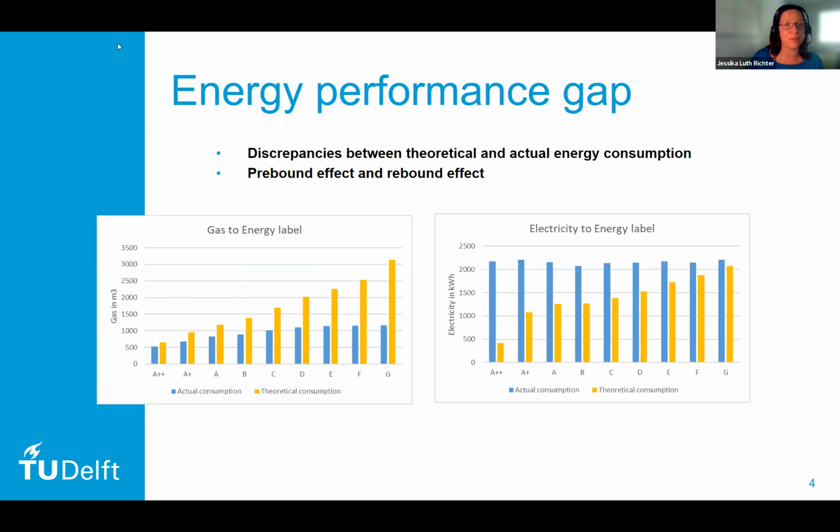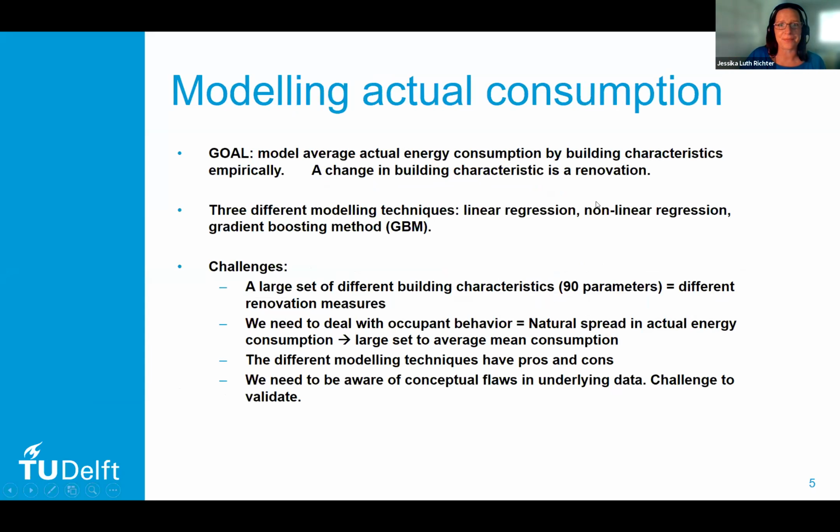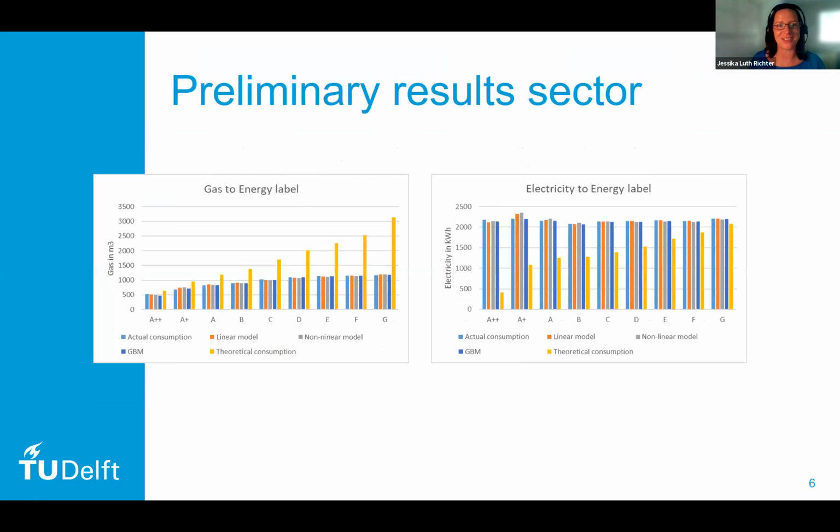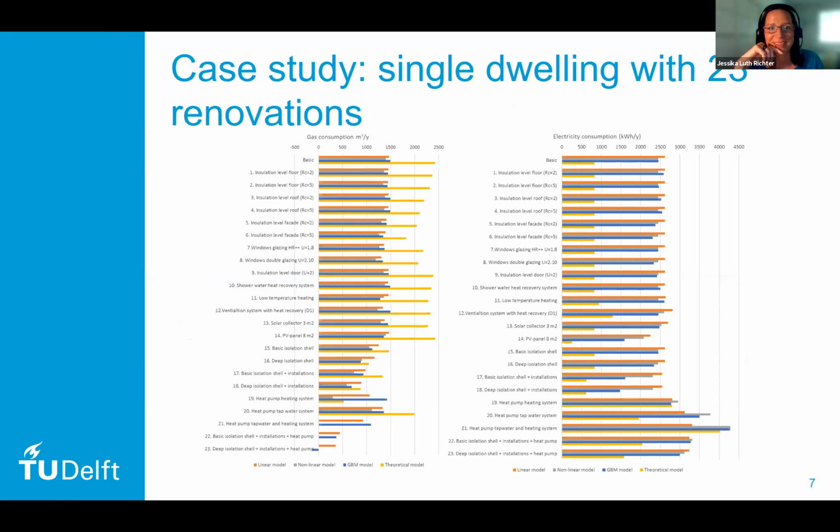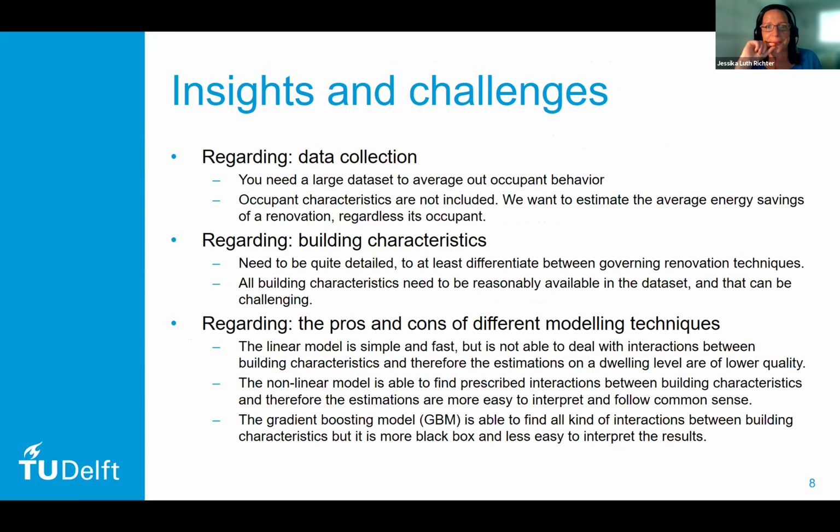We can see the energy performance gap that you were talking about and the modeling of actual consumption here. So I'm just going to go quickly through so that people see some of the main messages that you had here. And the difference here in these slides between theoretical consumption and then the actual consumption in the models that you were running here, showing quite big differences for both the gas and electricity labels here. And again, then with the case study of a single dwelling with 23 renovations, we see again the theoretical being the yellow, much different.